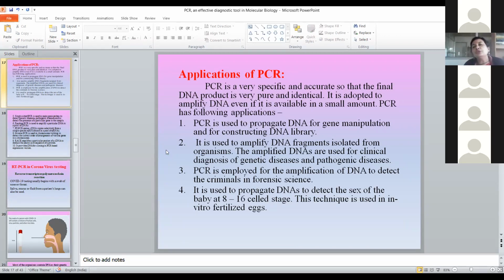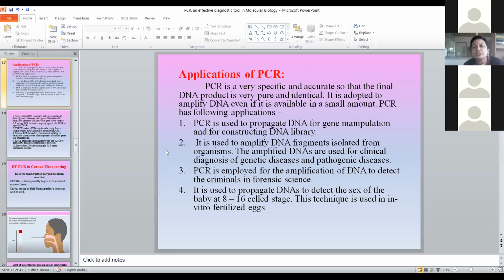So if you need to amplify your particular gene, PCR is the basic technique used. You don't have to clone. It is used to amplify DNA fragments isolated from organisms. Amplified DNAs are used in clinical diagnosis of genetic diseases, pathogenic diseases and so on. PCR is employed for amplification of DNA to detect criminals, as I said, in forensic science. We have some small samples from the crime site, and the amount of DNA may be so small that it cannot be used for any diagnostic purpose.